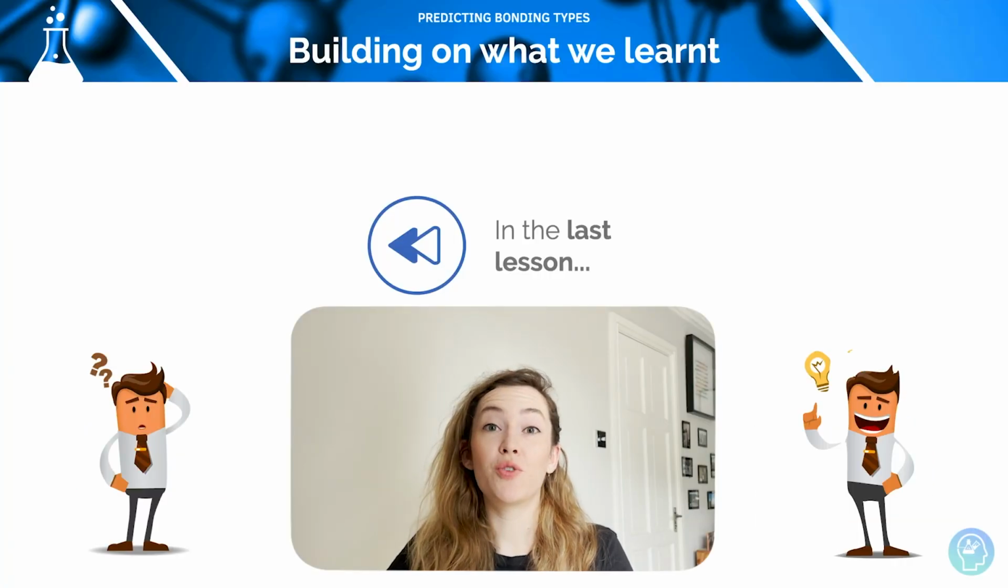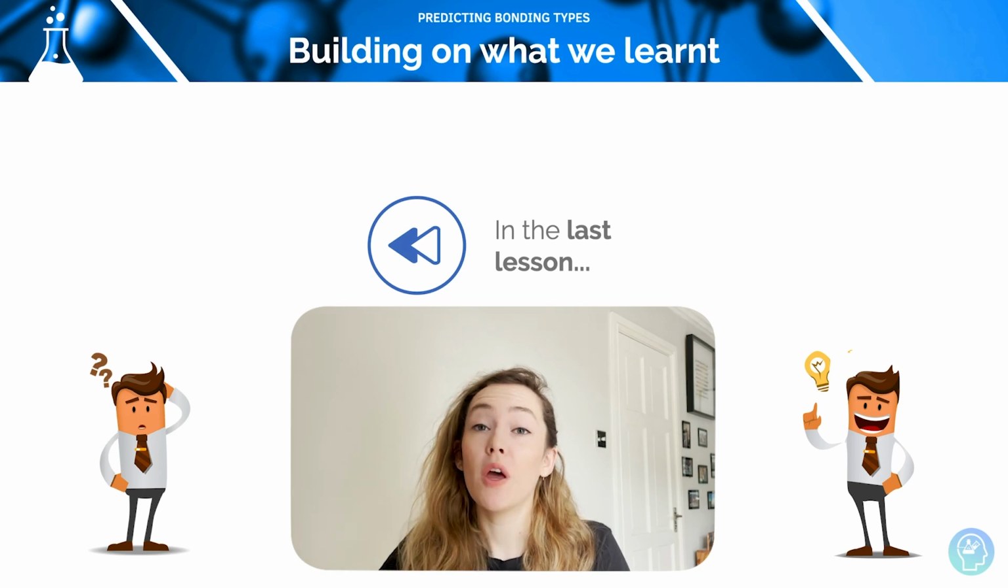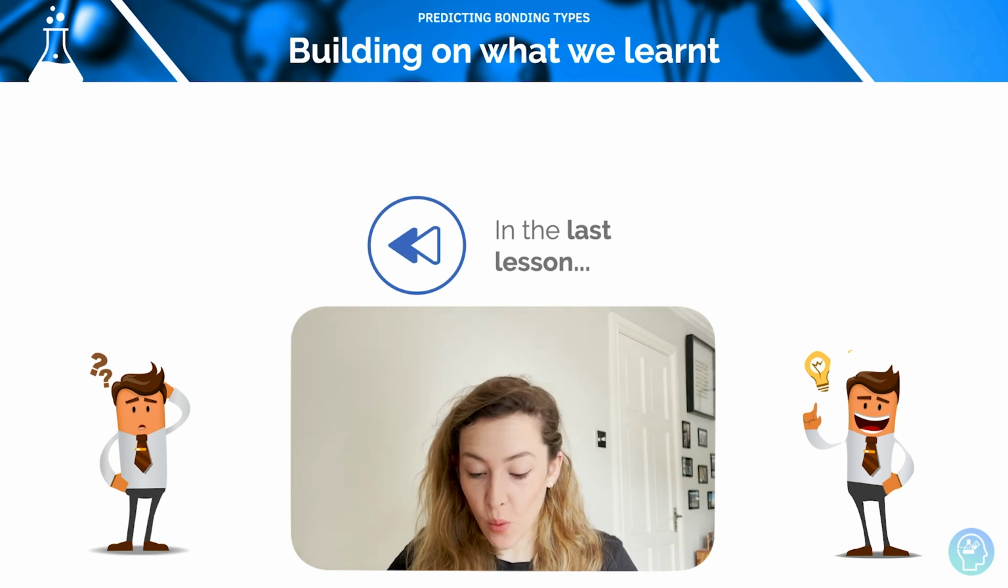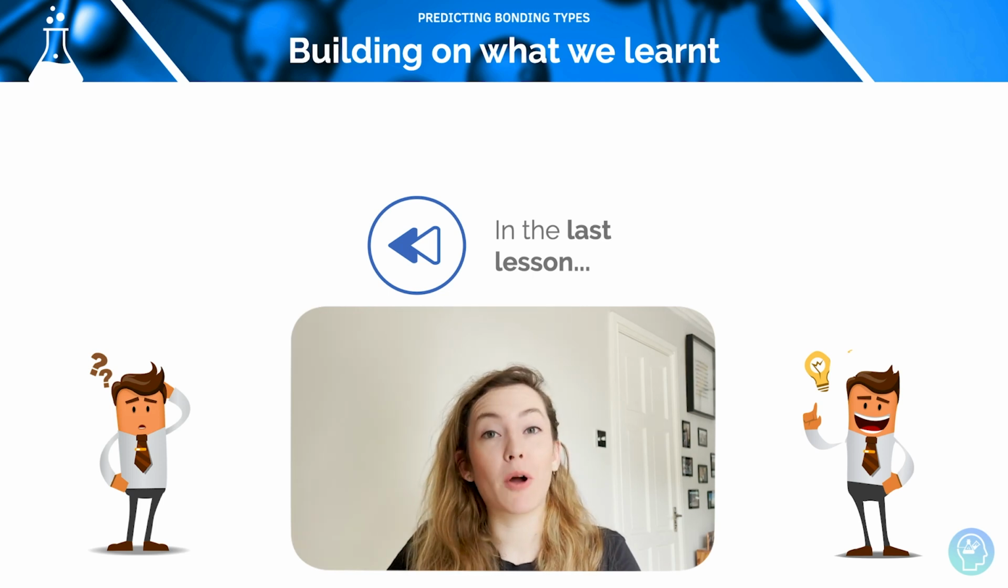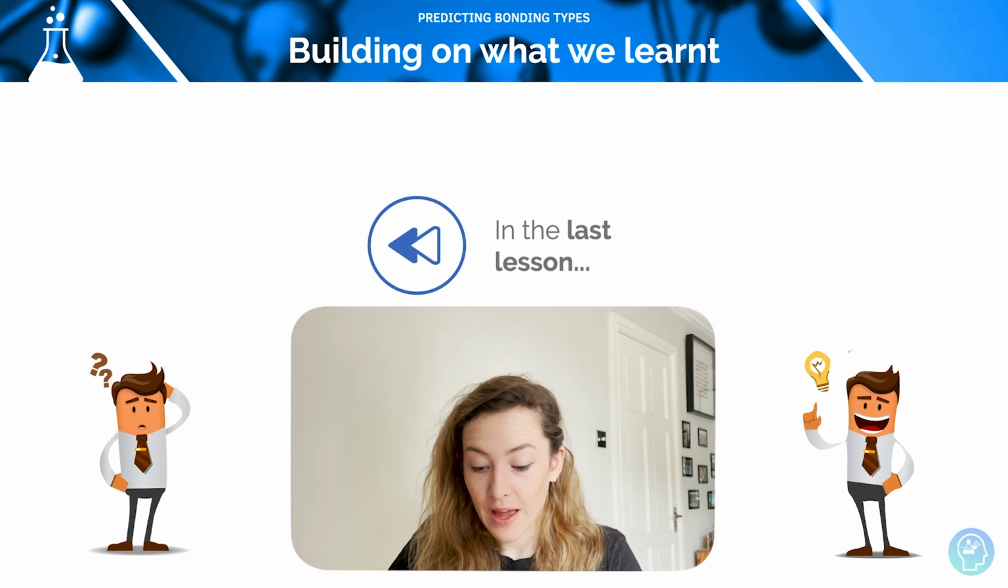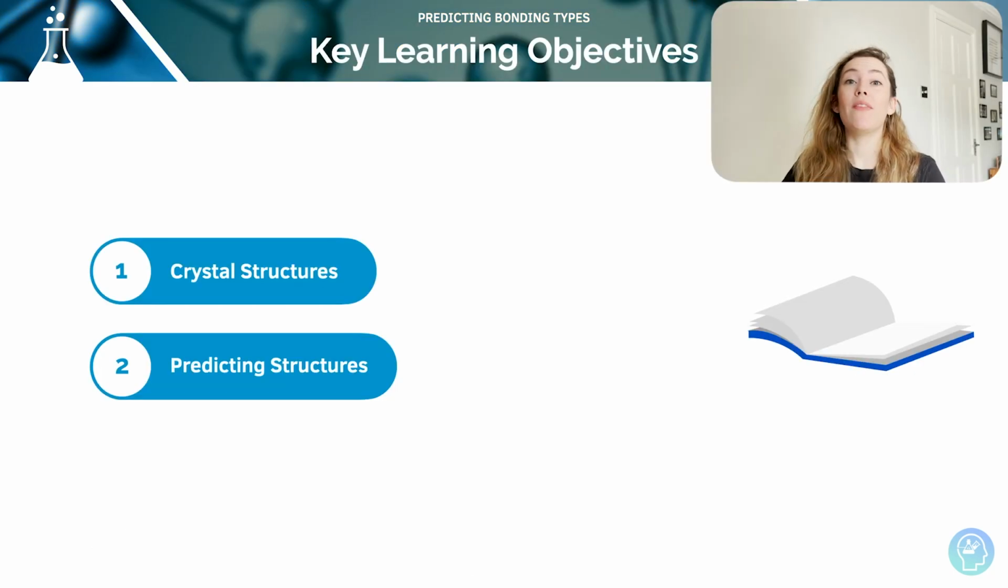Hi and welcome to this tutorial on predicting bonding types. In the previous tutorial we learned about the different allotropes of carbon, so diamond, graphite, graphene and Buckminster fullerenes as well, and how their physical structures differ and their properties too. In this tutorial we're going to be having a look at crystal structures and predicting structures as well.